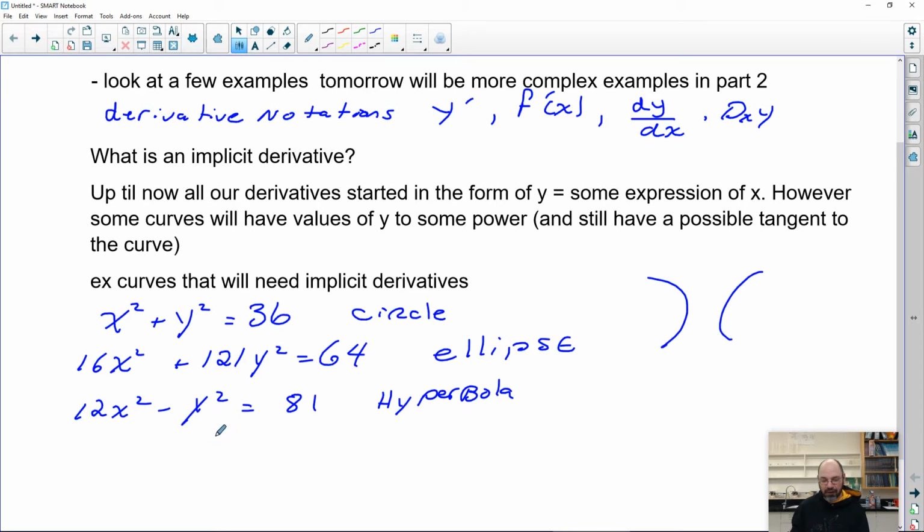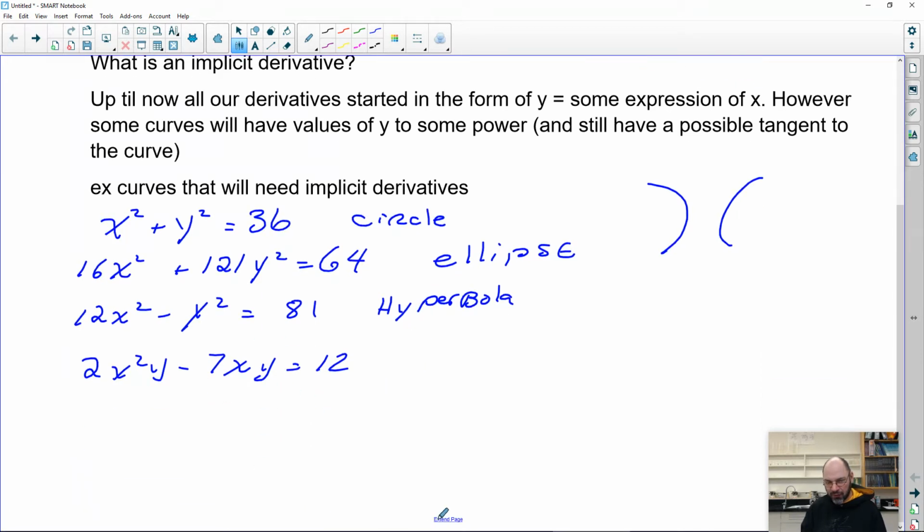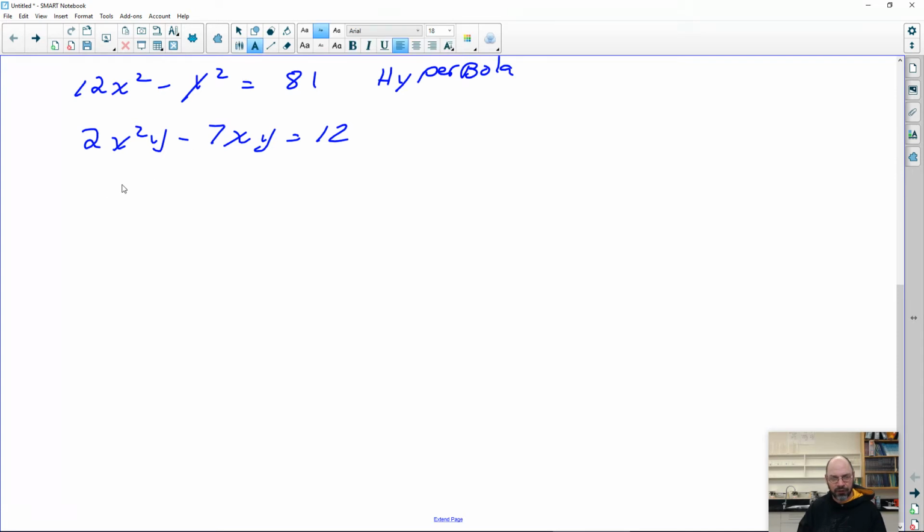And then you can have all kinds of other ones, even non-standard equations like 2x squared y minus 7xy equals 12. That is a curve, but how do you get the derivative? These all need implicit differentiation. So what do we do when we get there? If you see a y as part of a curve equation to some power, use implicit derivatives.